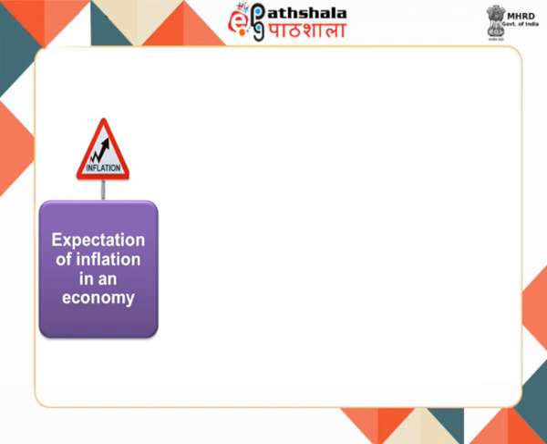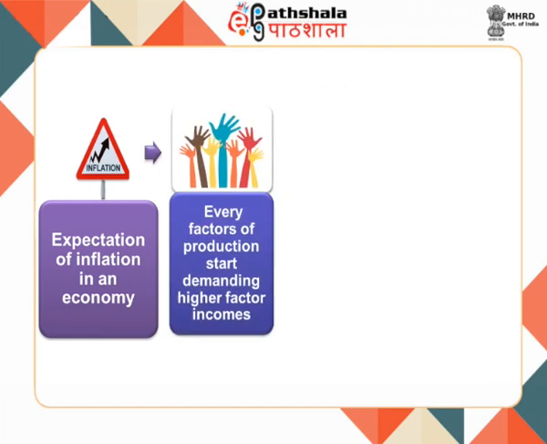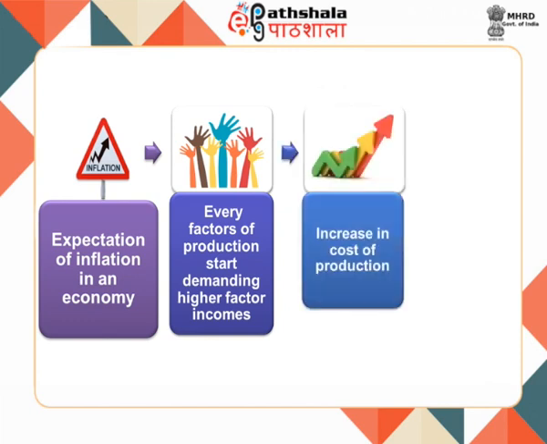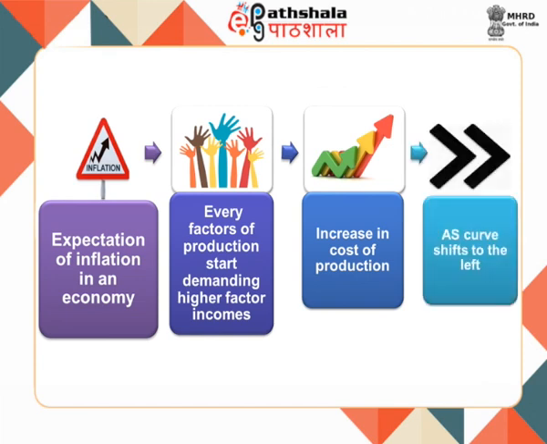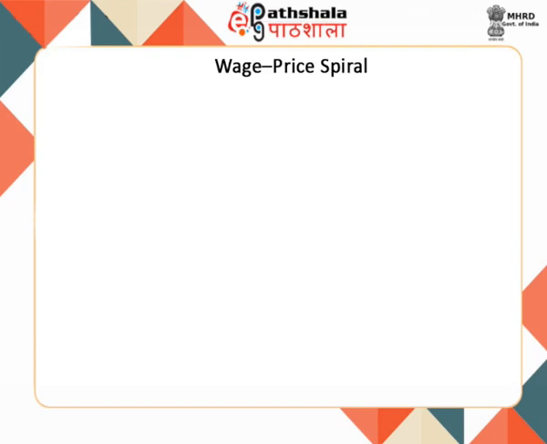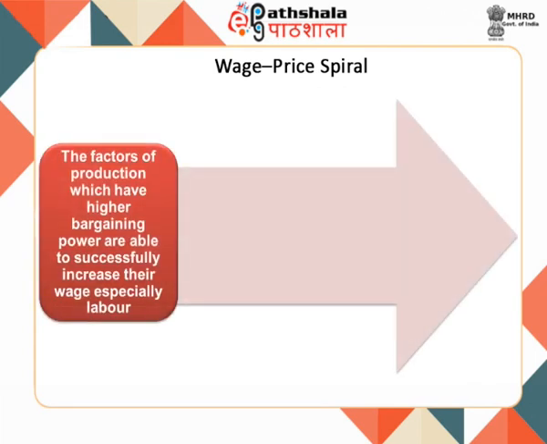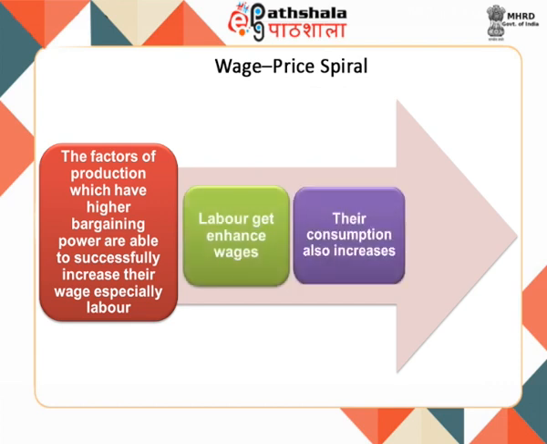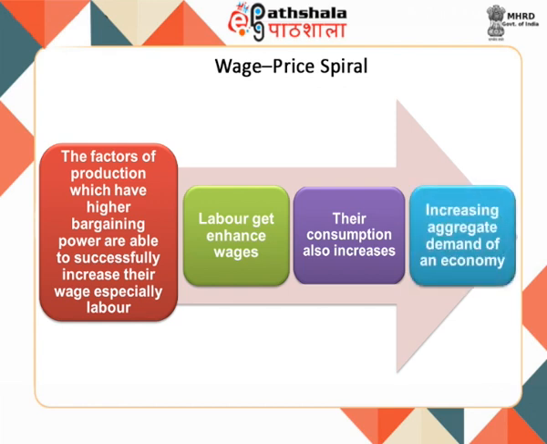Due to the expectation of inflation in an economy, every factor of production starts demanding higher factor incomes. Due to this rational profit seeking behavior, there is increase in the cost of production, and as a consequence, aggregate supply curve shifts to the left. Due to the redistribution of income among factors of production, the factors of production which have higher bargaining power are able to successfully increase their wages, especially labor. Hence, as labor gets enhanced wages, their consumption also increases, thereby increasing the aggregate demand of an economy.